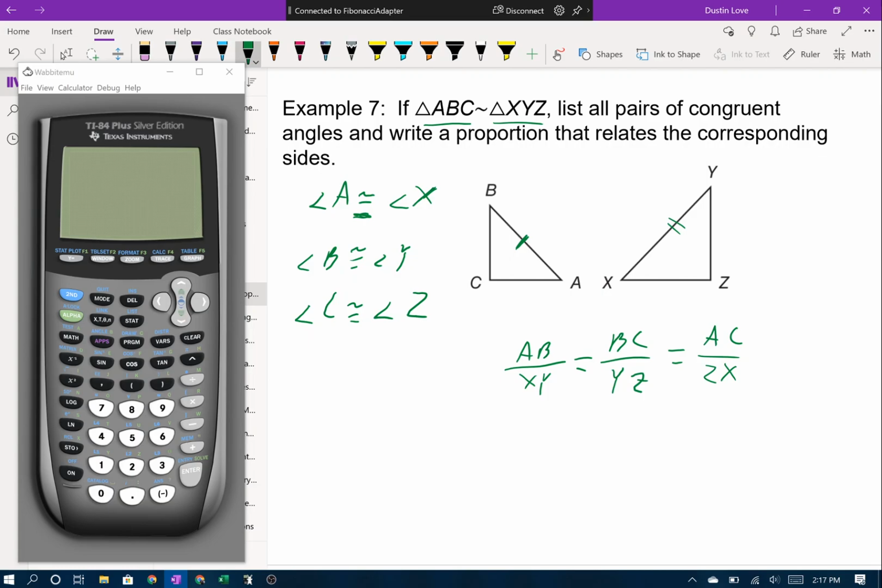Those are going to be used to come up with the scale factor. If I take one of them and reduce it, it's the scale factor, which I will abbreviate as SF.